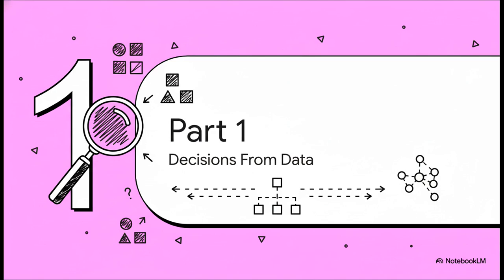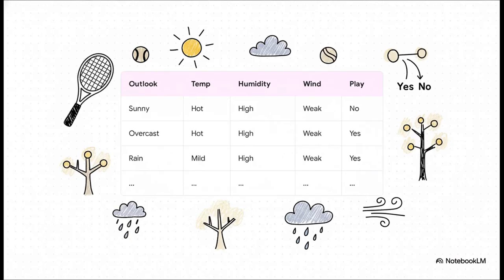So, to build our case, every good detective needs some clues. And for us, that means we need data. Let's start with a really classic, simple problem. This table here shows us data from 14 different days. It tracks the weather conditions, outlook, temperature, and so on. And then the final decision: did someone play tennis or not? Our mission is to look at this data and cook up a set of rules so that on any new day, we can predict whether it's a yes day for tennis or a no day.